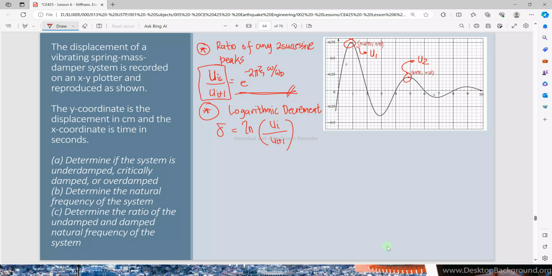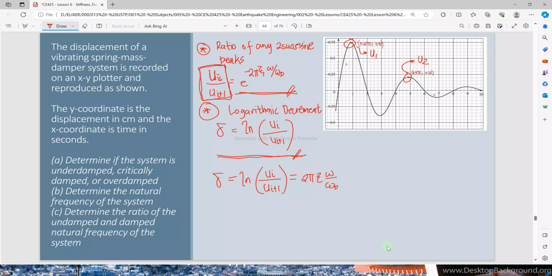Take note of two successive peaks. If you take the logarithm of this ratio, you will have your logarithmic decrement. Now the logarithmic decrement delta, which is equal to the natural logarithm of ui over ui plus 1, is equal to 2 pi times the damping ratio times the natural frequency over the damped natural frequency. So it is the same as here, we just took the logarithm.